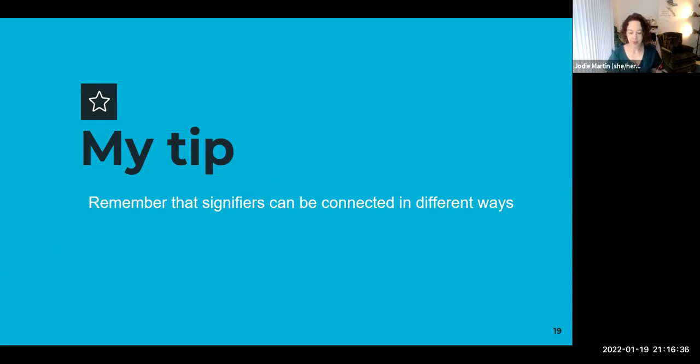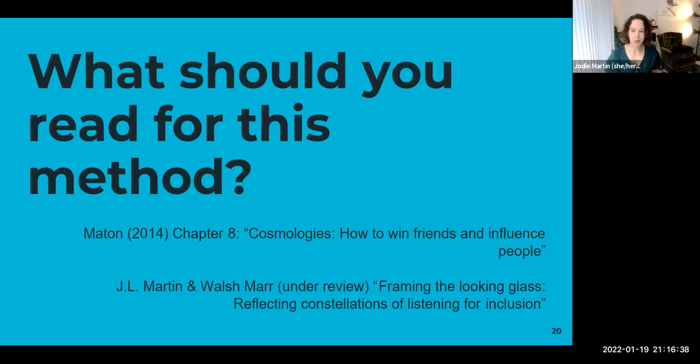If you are interested in pursuing this methodology for your own project, what should you read? Well, of course, going back to Knowledge and Knowers, Chapter 8, Cosmologies, How to Win Friends and Influence People. And then hopefully, currently under review, our chapter, which will be called Framing the Looking Glass, Reflecting Constellations of Listening for Inclusion.